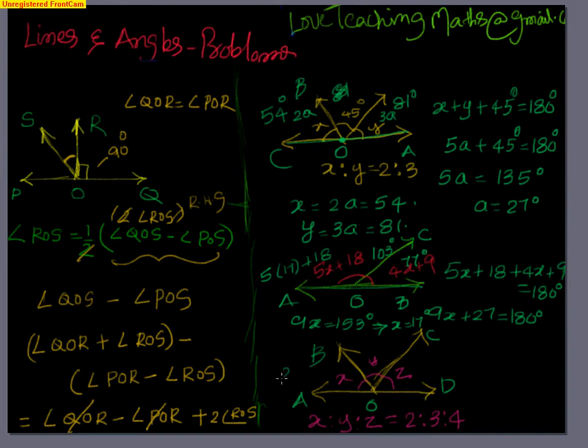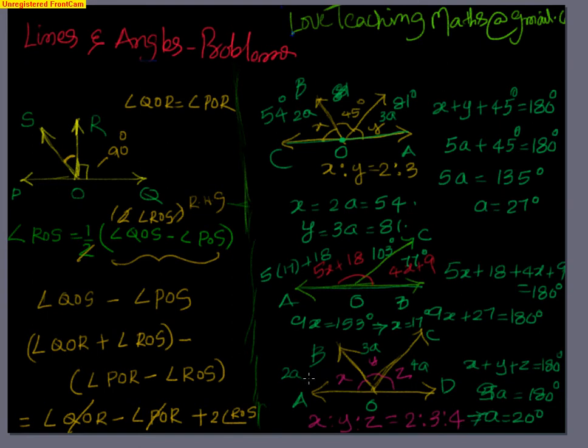So I will take this as 2A, this is 3A, and this is 4A. So what is the condition I have? I have the condition x plus y plus z is equal to 180 degrees, and I know them as 2A, 3A, 4A. That's what we have assumed. So it becomes 9A is equal to 180 degrees. That gives me A equal to 20 degrees.